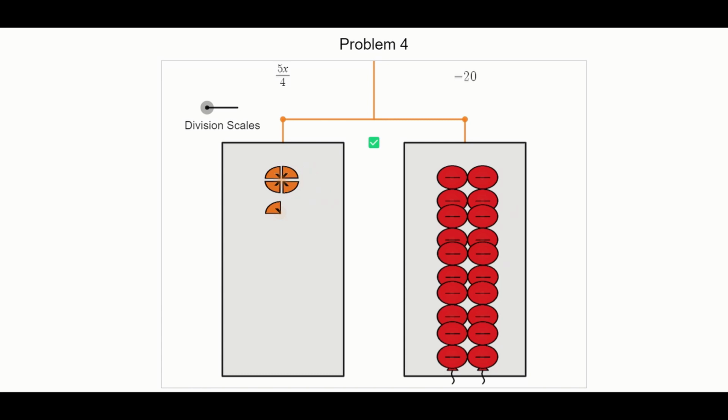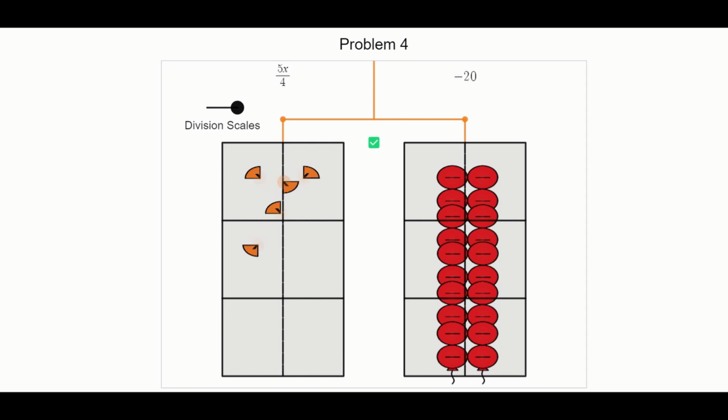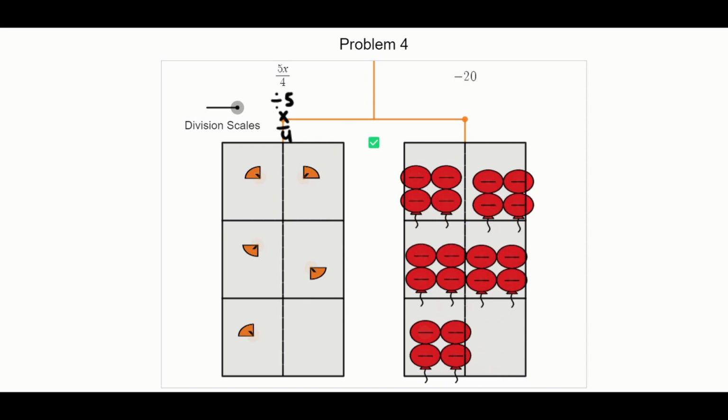So let's go ahead and make some sections. We're going to divide these into 5 equal sections, so we can figure out what each of these parts weighs. So I'm going to divide by 5 to get x over 4, a fourth of an x. Each of these is a quarter tile. And since I divided the left side, I need to divide the right side into 5 equal parts. And I can see after dividing it by 5, each quarter is worth 4 red balloons, negative 4. So I know that a quarter of an x is the same as negative 4.